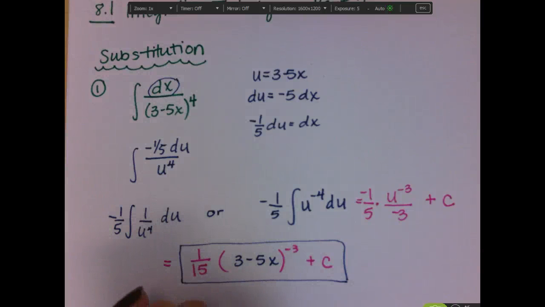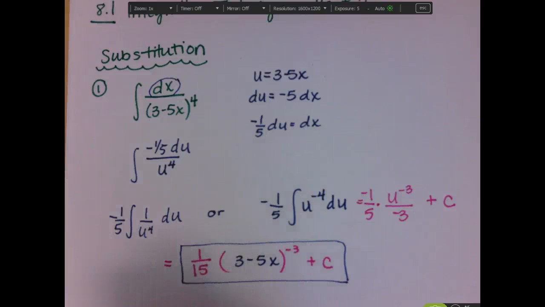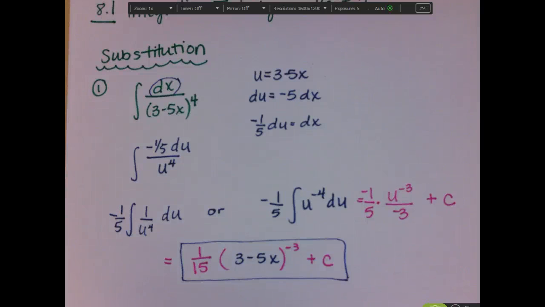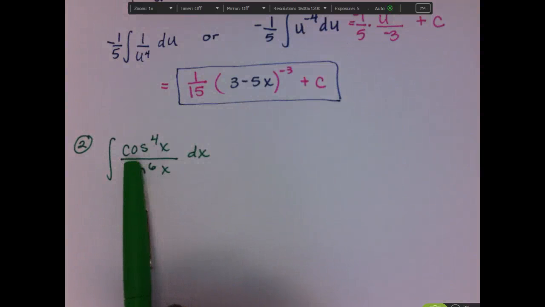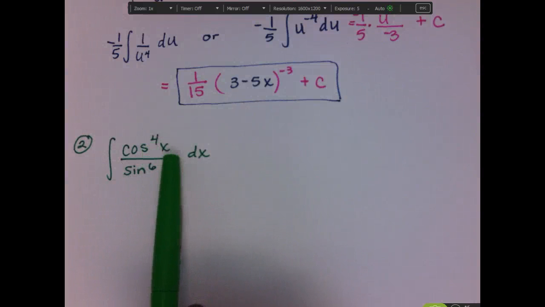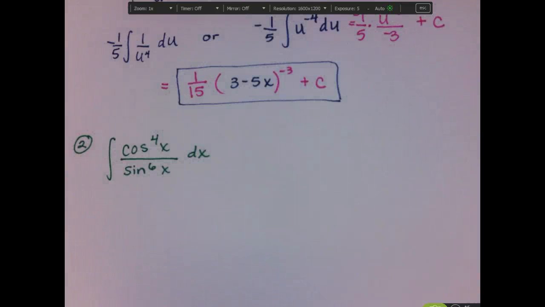Here's another example where we're going to use substitution. So we have cosine to the 4th power of x divided by sine to the 6th power of x dx that we are integrating. So we need to think about a substitution here, although it's not incredibly obvious that substitution will work.